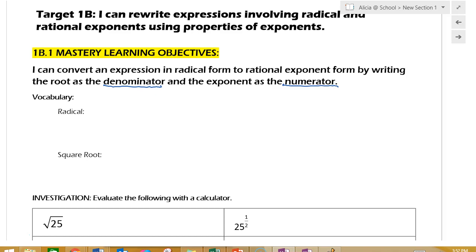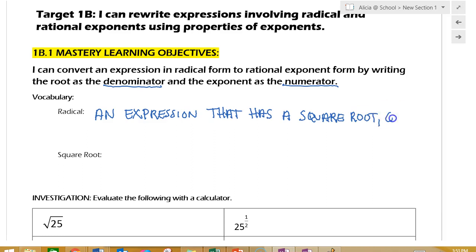So the first vocab word that we have to discuss is radical. A radical is an expression that has a square root. It doesn't have to be a square root, you can also see a cube root, etc. That can go on and on and on.